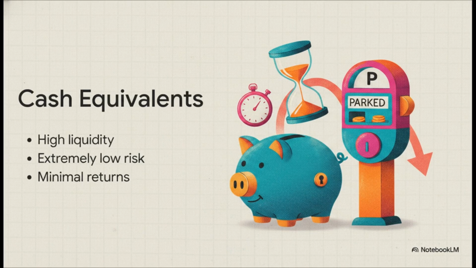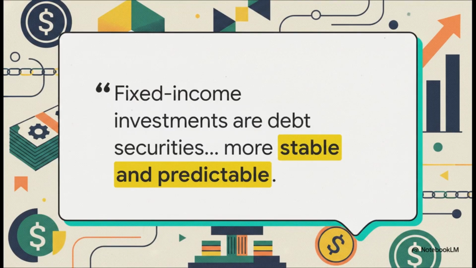But there's a massive limitation here: minimal returns. It's a wonderfully safe parking spot for emergency funds, but it absolutely won't beat inflation over the long haul. Now, if she wants slightly better returns, but still demands stability, she's going to look toward fixed income.